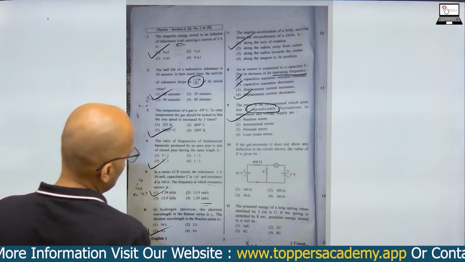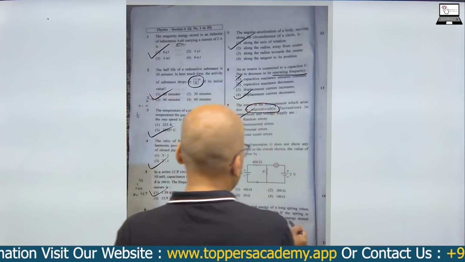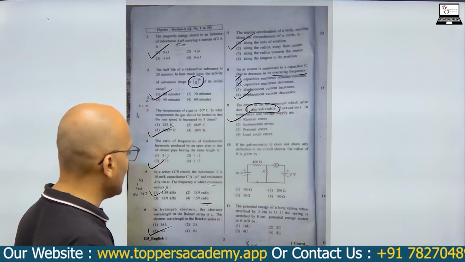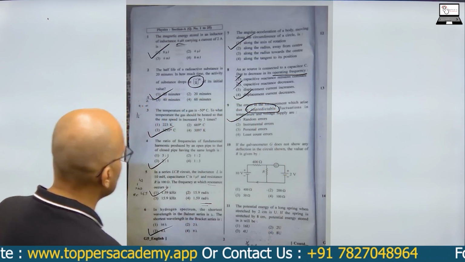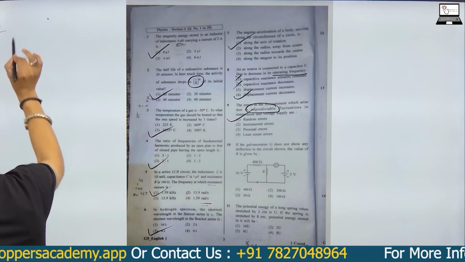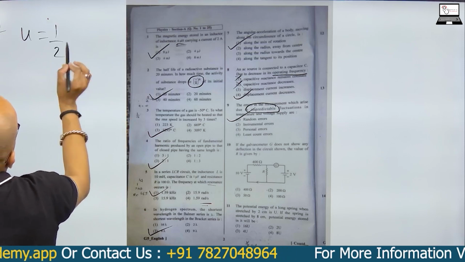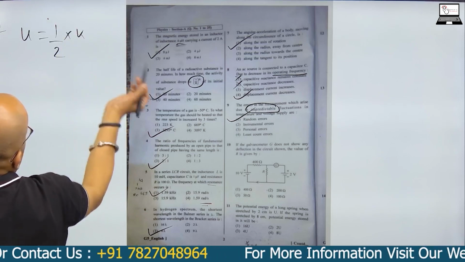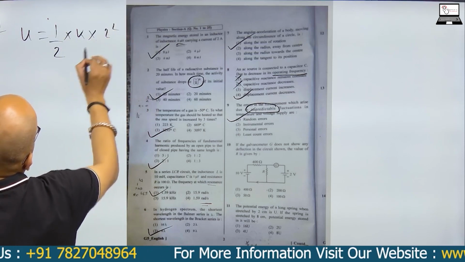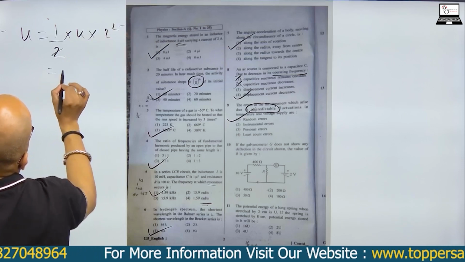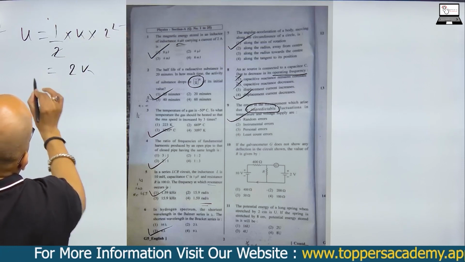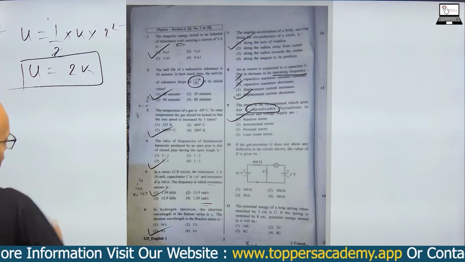Question number 11 says that the potential energy of a long spring when stressed by 2 centimeter is U. So U is equal to half kx square. X is given as 2 centimeter, so 2 square. So 2k is equal to U. This is given to us.